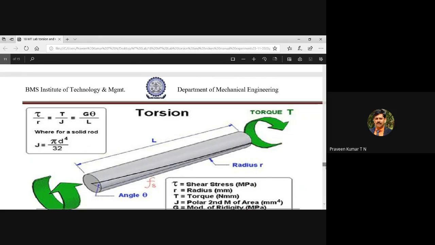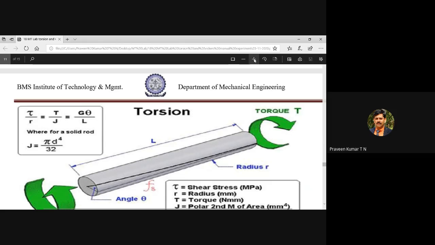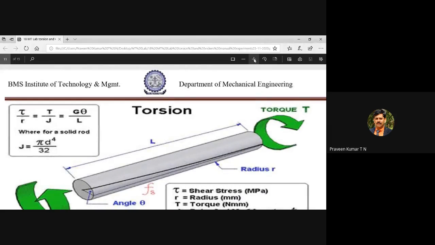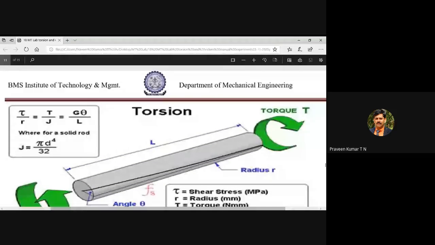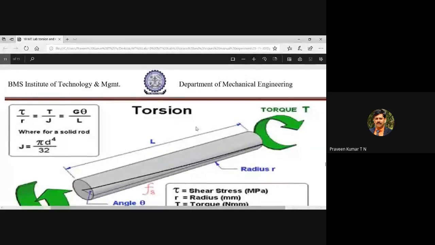Can you tell what is the torsional equation? One of you can tell what is the torsional equation? You studied torsion in your mechanics of material, yes or no?